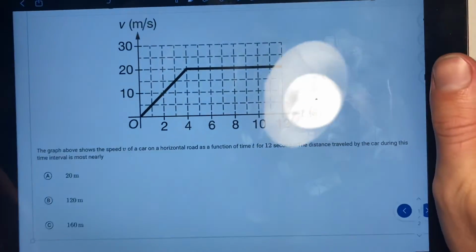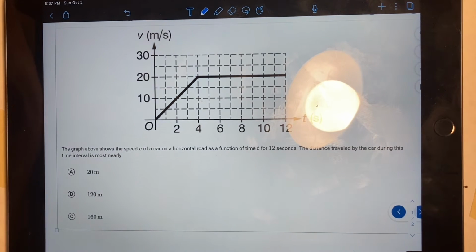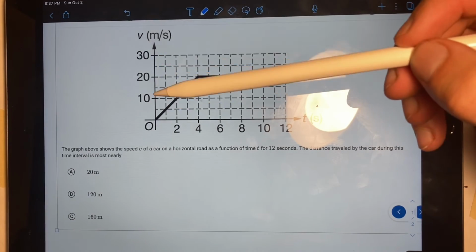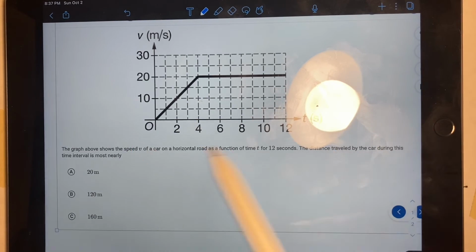Here is a question on the practice test. This says the graph above shows the speed v of a car on a horizontal road as a function of time t for 12 seconds. Distance traveled by the car during this time interval is most nearly what? They've given us a graph of velocity by time.